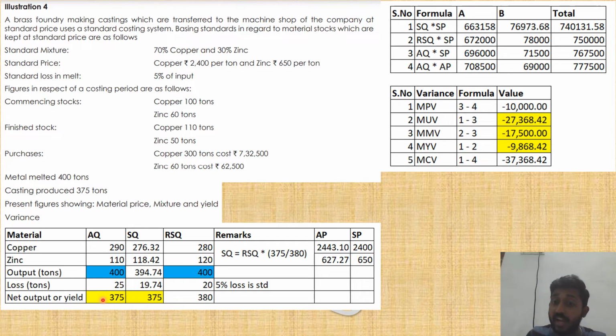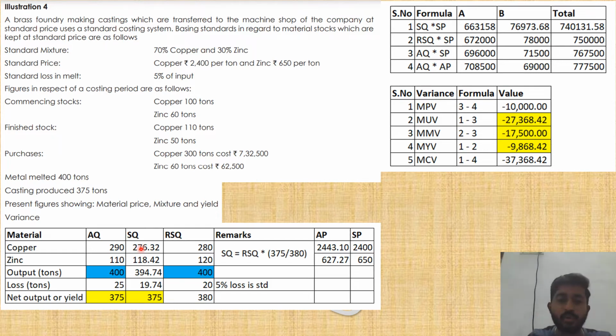Now what we have to calculate is the standard quantity. What is standard quantity? For this 375 output itself, what should have been the input that should be taken? So 375 I have fixed it here. Now the 5% loss, and we have to tally this with 375. How to calculate the standard quantity of copper? We have already discussed that 280 is the standard quantity for 380. So 280 divided by 380 multiplied by 375. So you can find the standard quantity of copper.